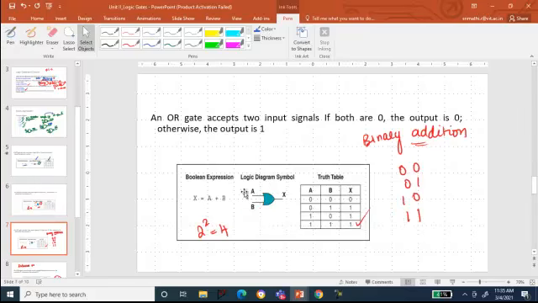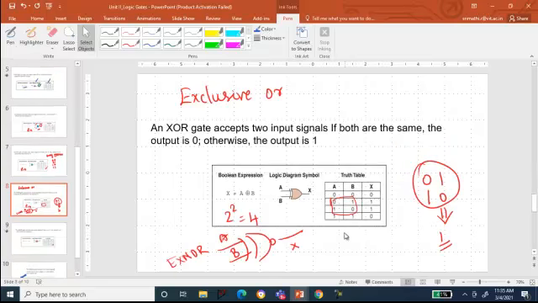And OR gate, 2 inputs, 1 output, 2 power 2, 4 possible input combinations. X is equal to A plus B, it is binary addition. So even if one of the inputs is 1, the output is 1. So except for the first, for the rest all input combinations you will be getting 1.